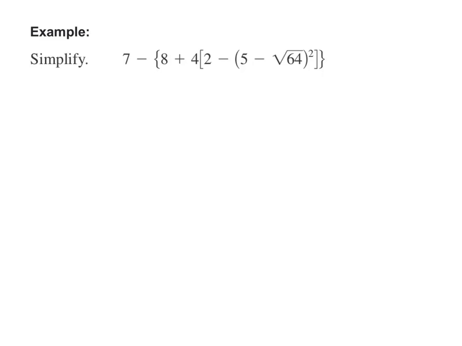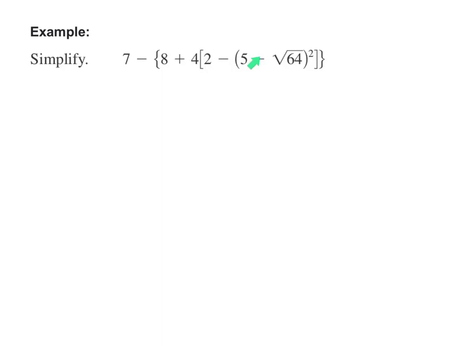In reality, you've got to go inside as far as you can go. So I've got my braces. So now inside my braces, I see that I have a bracket. Inside my bracket, I have parentheses. So my focus needs to be on this 5 minus the square root of 64. Well, the square root, the radical, is a grouping symbol. So I want to do this first.